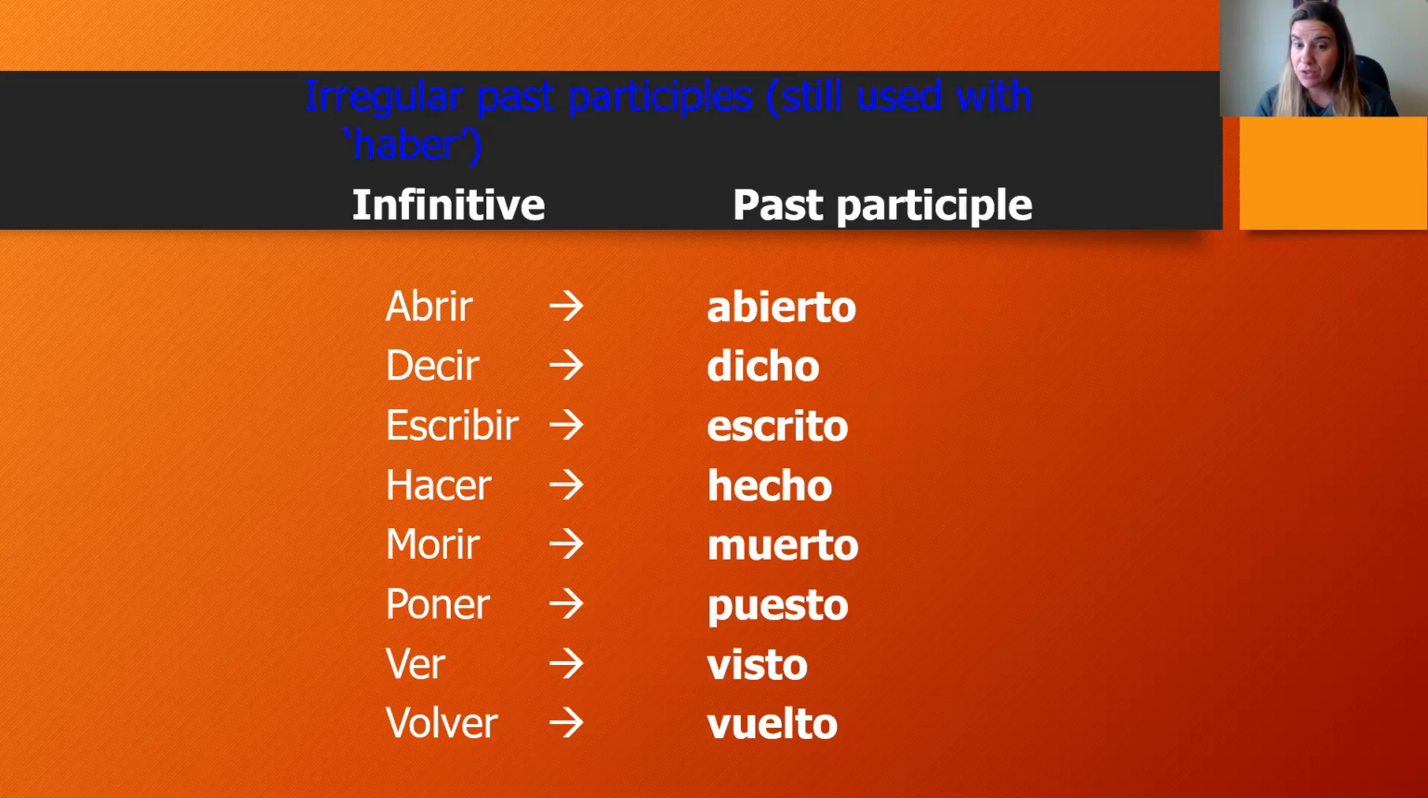Poner is puesto. Ver visto. And volver vuelto. Okay, so you still use these with the verb haber conjugated, but like I said, they can't follow that because there's always irregulars to every verb formation, conjugation, what have you.